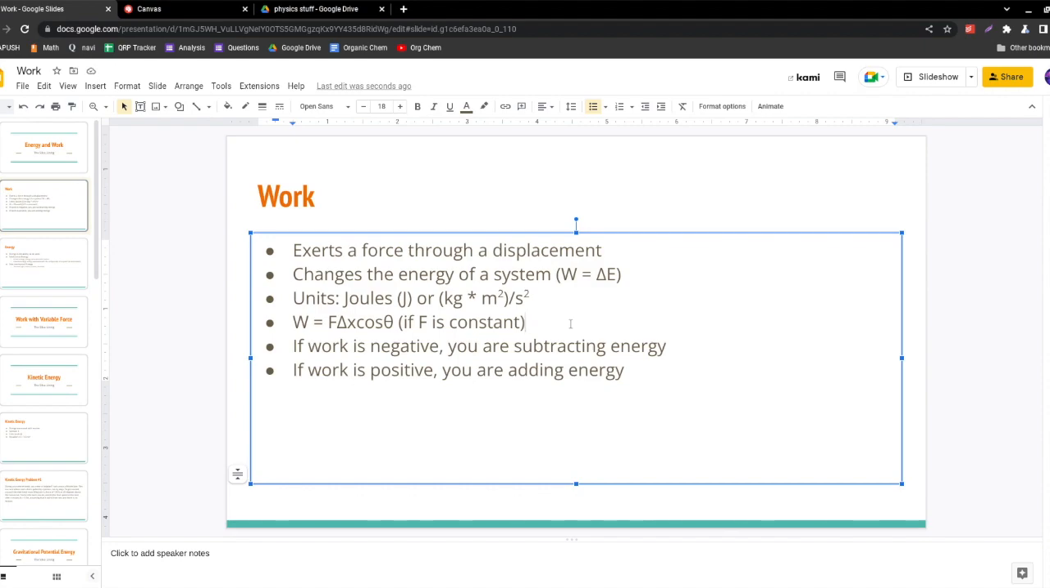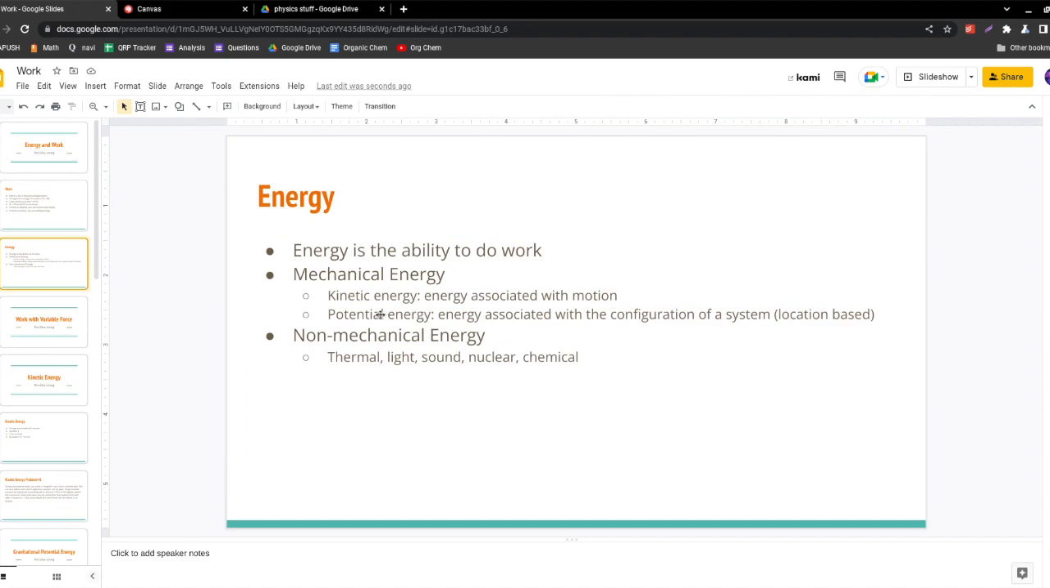And then if work is negative, you are subtracting energy from the system, and if work is positive, you are adding energy. Now, let's look into what energy is in a physics context. Energy is the ability to do work. And that's the only definition you really need to know.